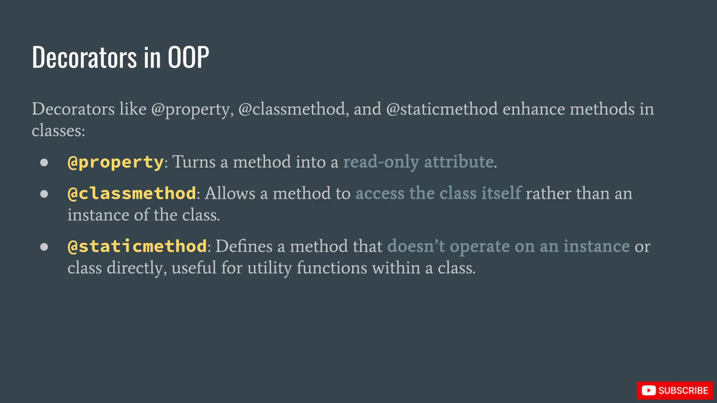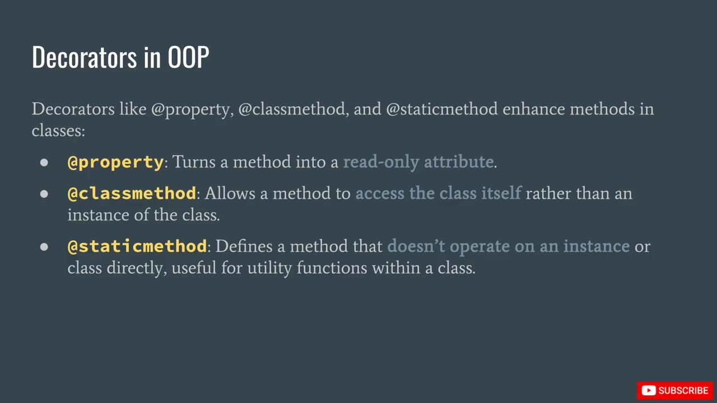Decorators like property, classmethod, and staticmethod enhance how methods behave within classes. First, we have property, which transforms a method into a read-only attribute, allowing you to access it like an attribute while still maintaining control over its implementation.